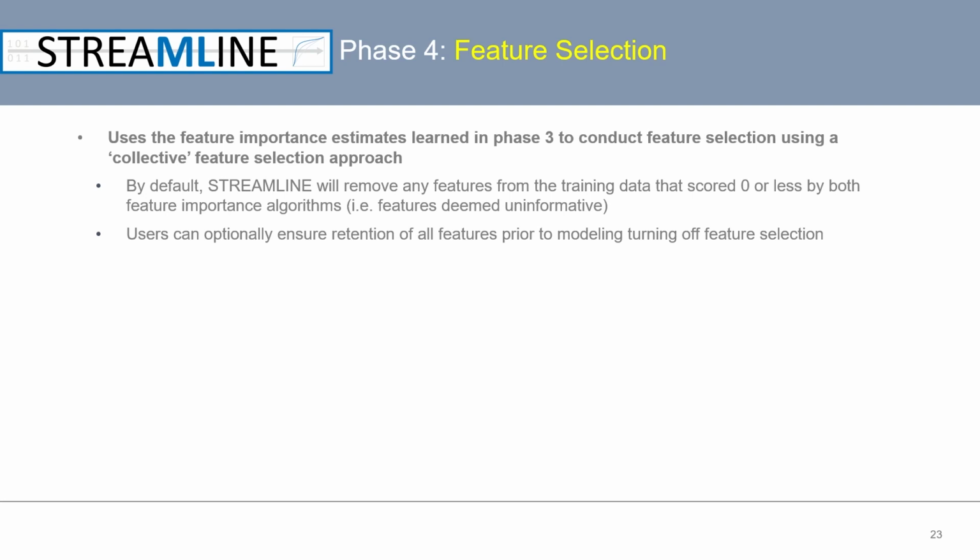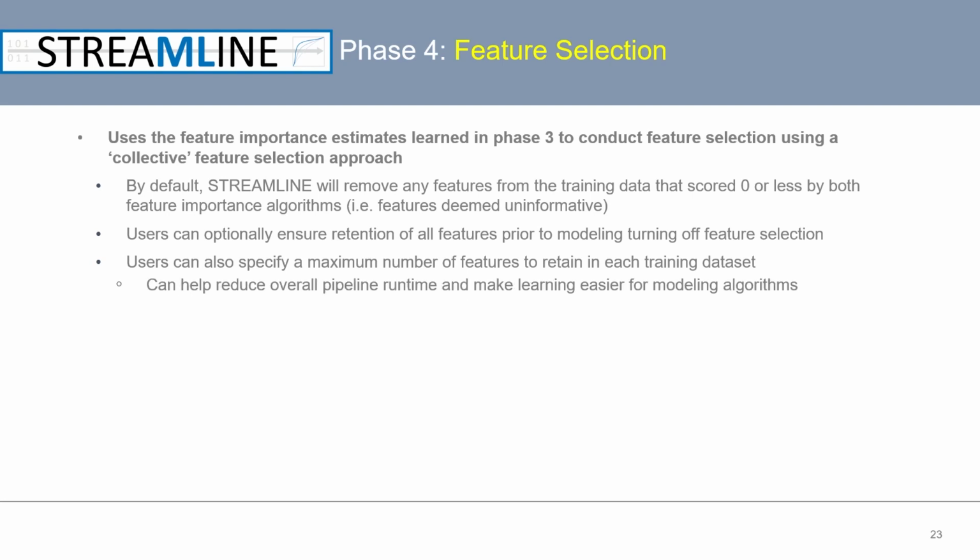Users can optionally ensure retention of all features prior to modeling by turning off feature selection. Users can also specify a maximum number of features to retain in training datasets. Doing this can help reduce overall pipeline runtime and make learning easier for modeling algorithms, assuming the feature importance algorithms were successful in capturing the most important features.